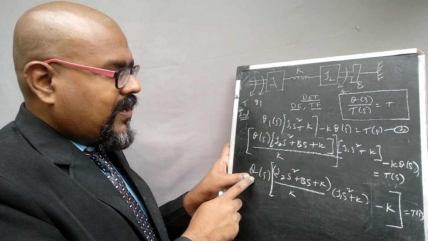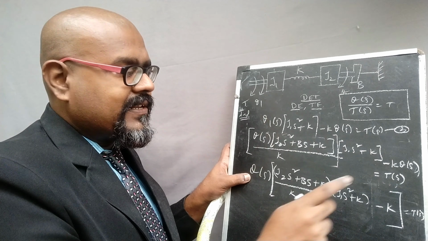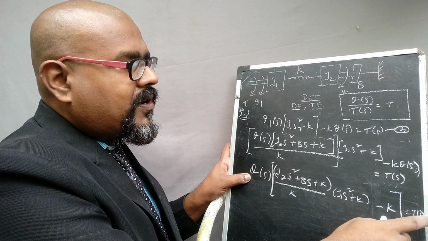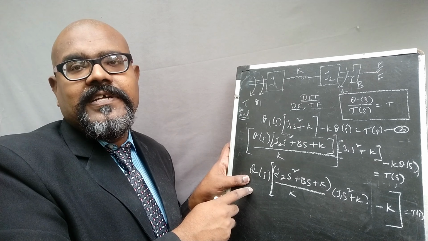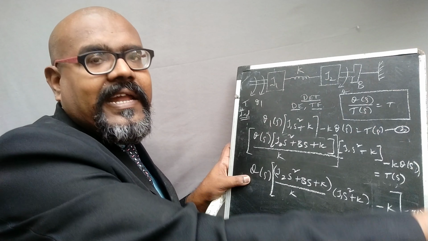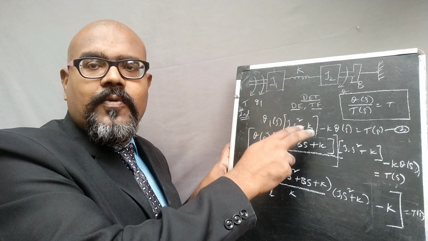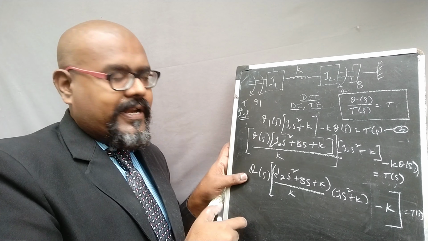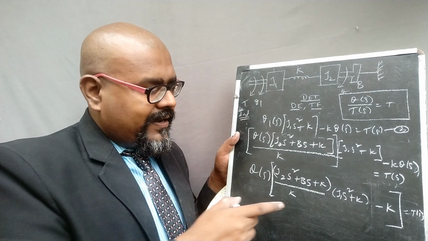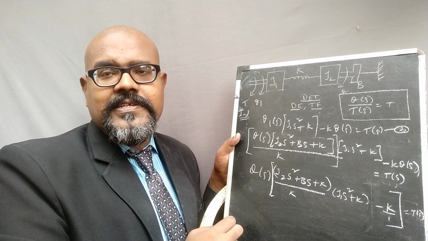So here theta 1 of s is on the left hand side and T of s is on the right hand side. What we need to do is move this particular T of s to this side, that is, into the denominator. During that time you need to shift all the terms to the right hand side. If you are moving all the terms to the right hand side, the denominator goes to the numerator and the numerator goes to the denominator. So before that, where there is no term, it is considered as 1.